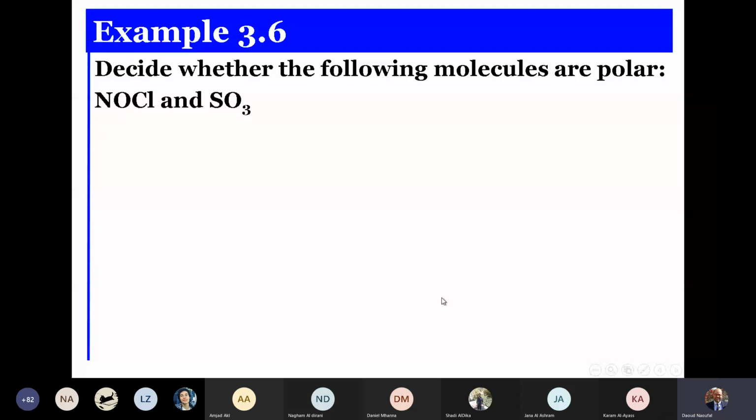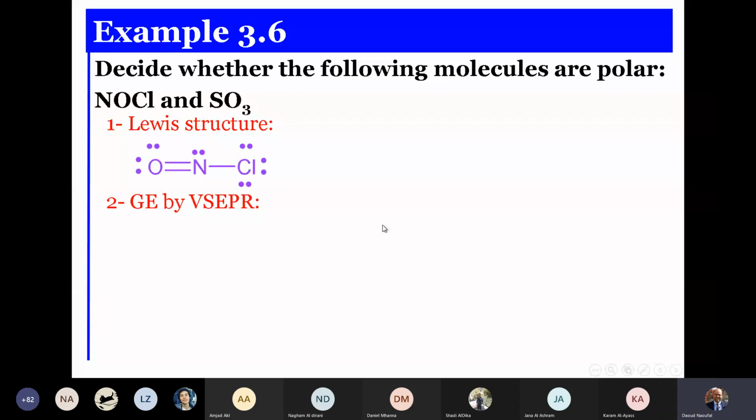Example 3.6. Consider the following molecules. Explain the polarity. First of all, pay attention: we have to write the Lewis structure. This is the best. Second, we deduce the geometry by VSEPR. The molecular form is AX2E. So the figure of repulsion is trigonal planar, and the geometry is bent for AX2E.